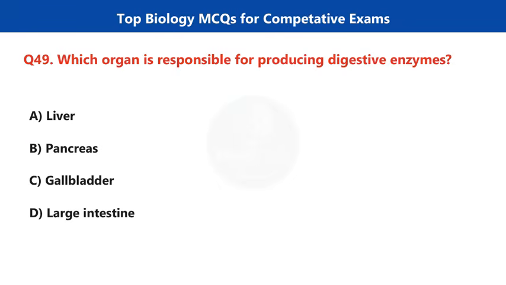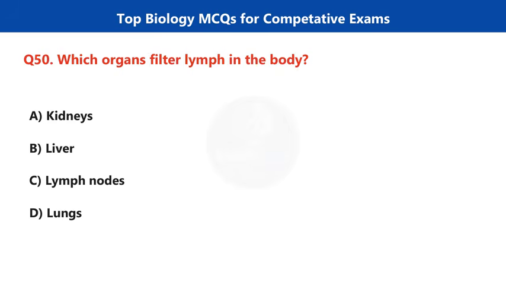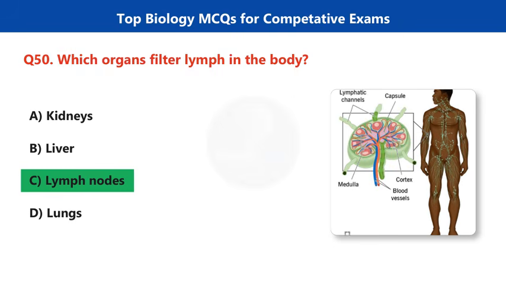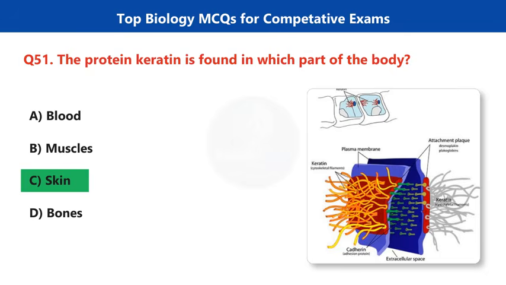Which organ is responsible for producing digestive enzymes? Correct answer, pancreas. Which organs filter lymph in the body? Correct answer, lymph nodes. The protein keratin is found in which part of the body? Correct answer, skin.